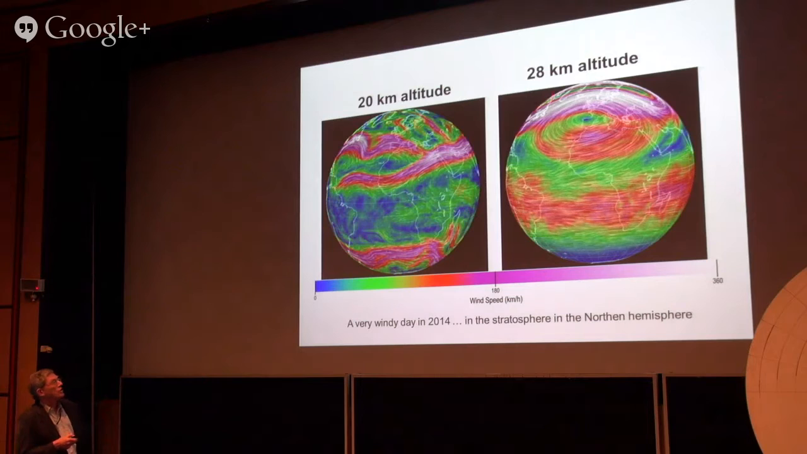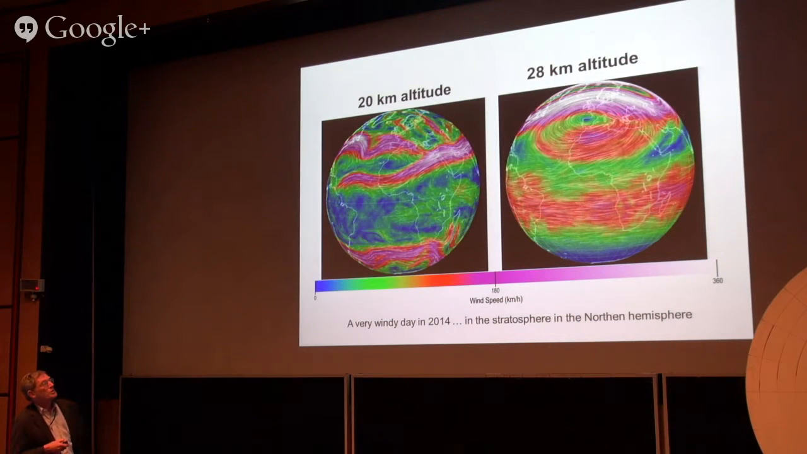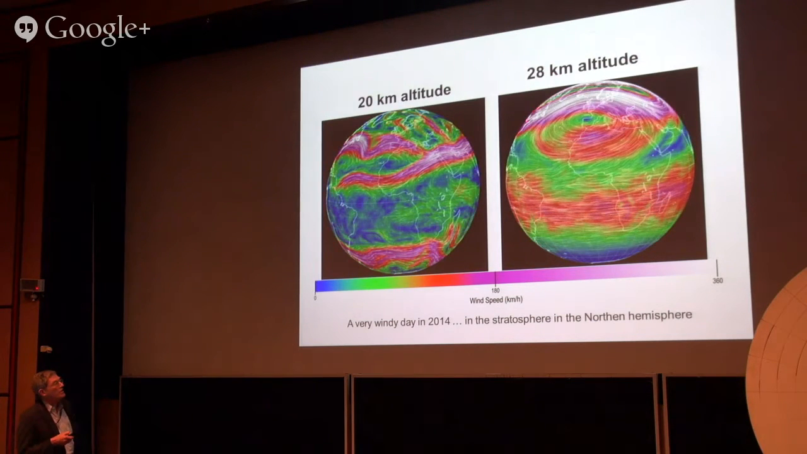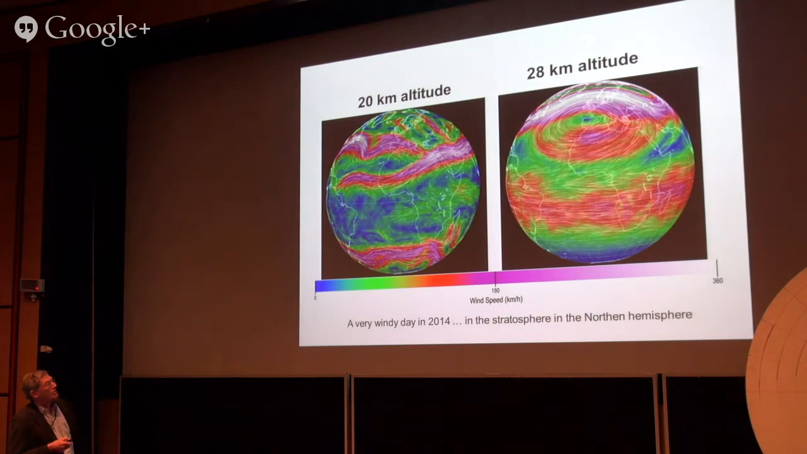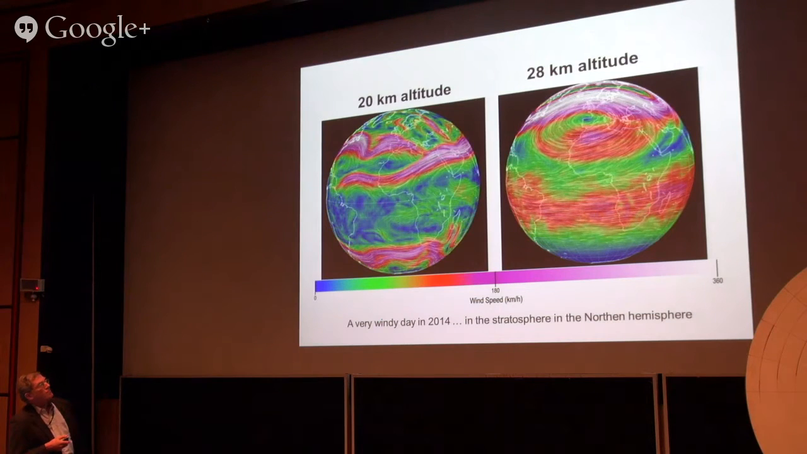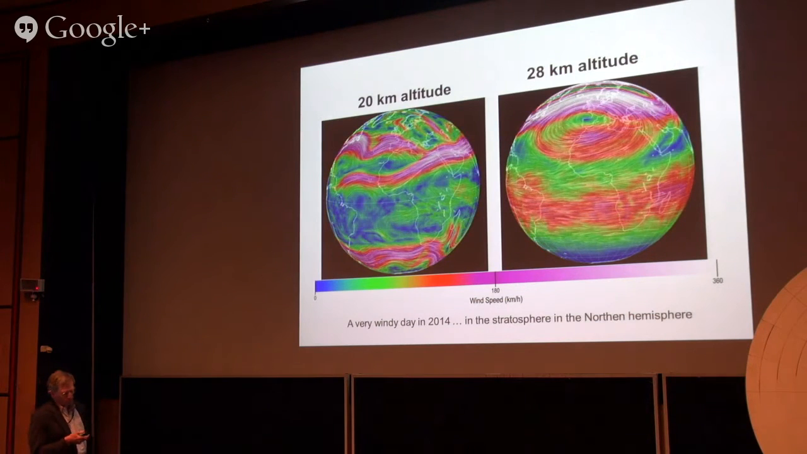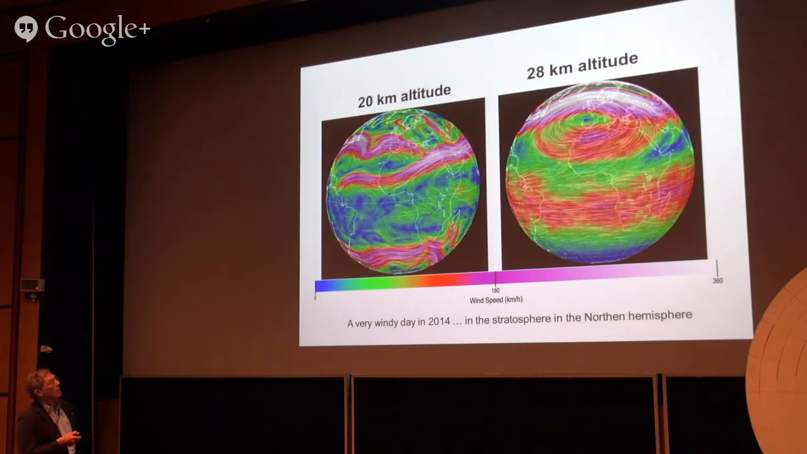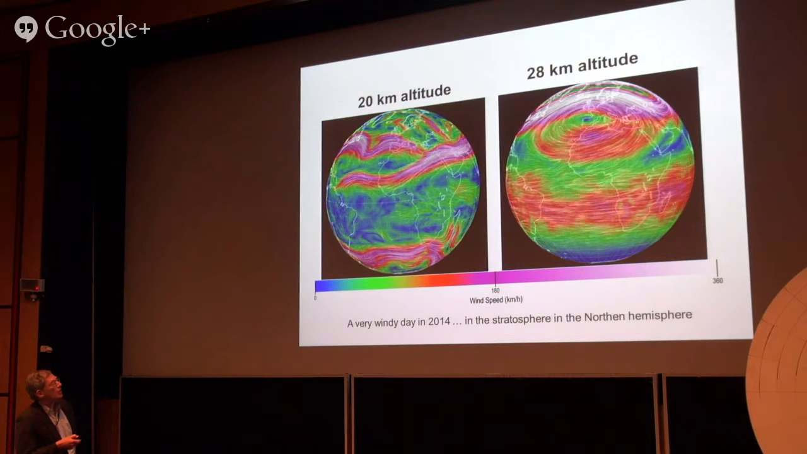So this is a simulation of one of the windiest days last year. This is a Japanese website. And you can see quite a difference in circulation. This is a North Polar vortex that's come down from the North Pole and is sitting just below the UK.